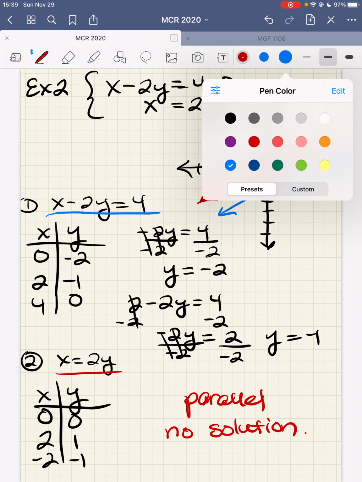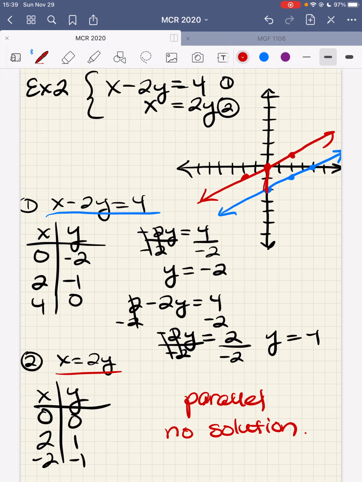Let's pick a different color. I'm not doing good at this today. So from here to here is 2. From here to here is 2. From here to here appears to be 2. And from here to here appears to be 2. So it appears that this is going to be parallel. There is exactly 2 between each line. So there's going to be no solution to this graph.